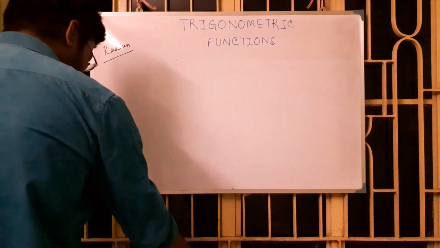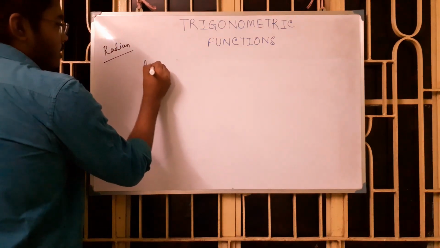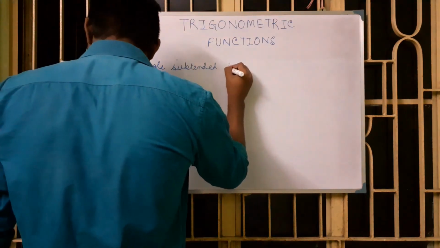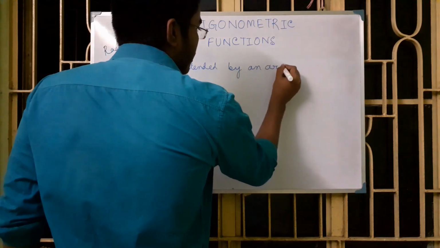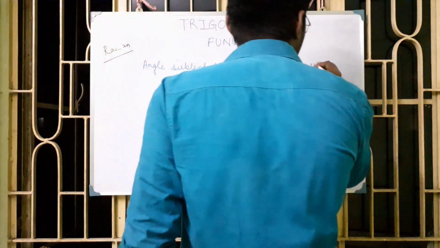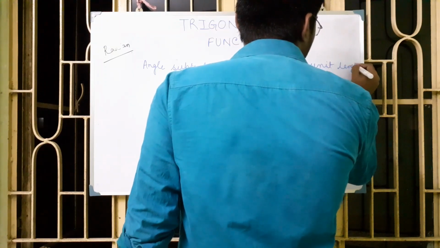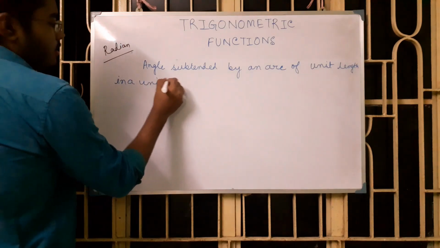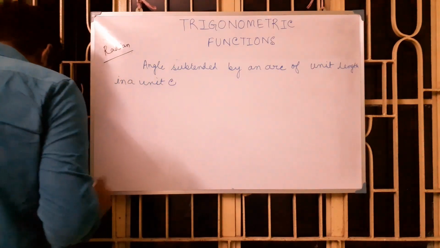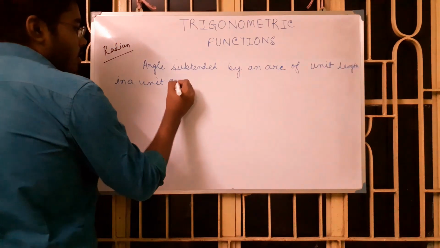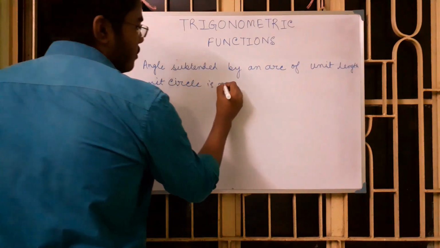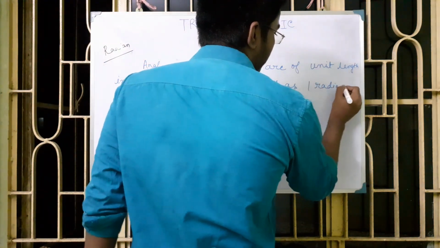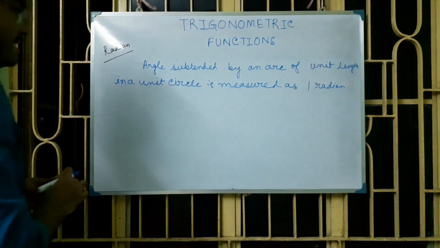Radian is the angle subtended by an arc of length 1 unit, unit length, in a unit circle. Okay, a unit circle is measured as 1 radian.